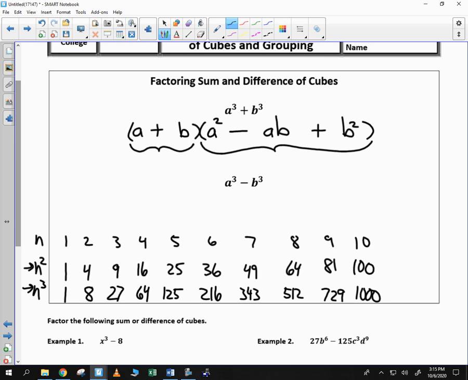So if you have a cubed minus b cubed, let's see if we can anticipate what this is going to be. You still have the a and the b. Square the front, square the back, multiply the two together for the middle. Now, since it's minus, you're going to have a minus there. The back is always plus, and the middle is opposite what you began with, so plus.